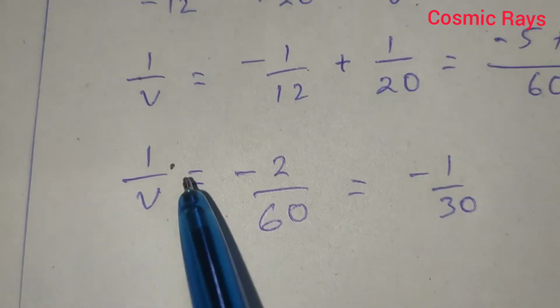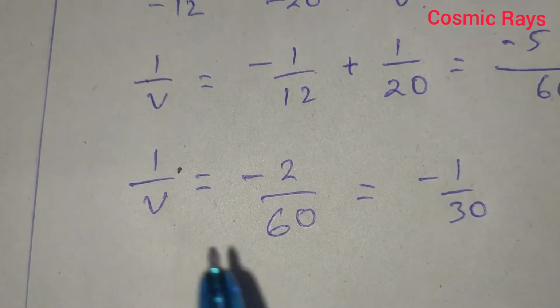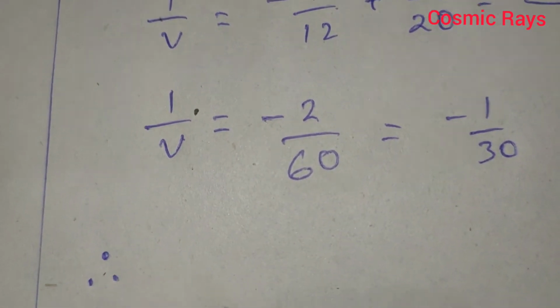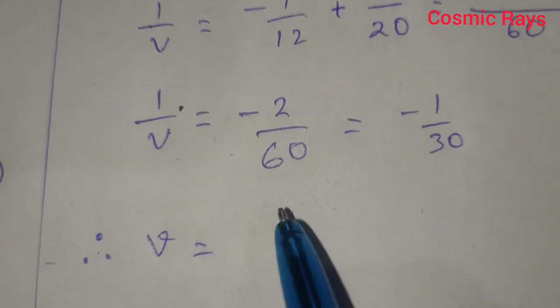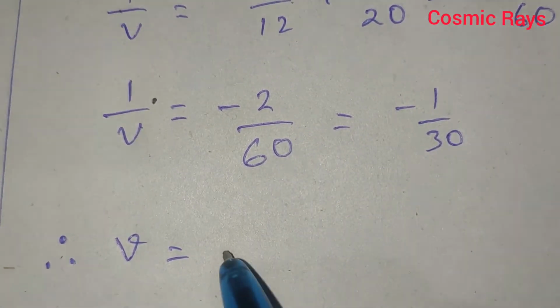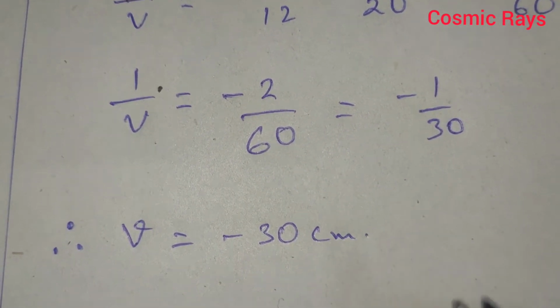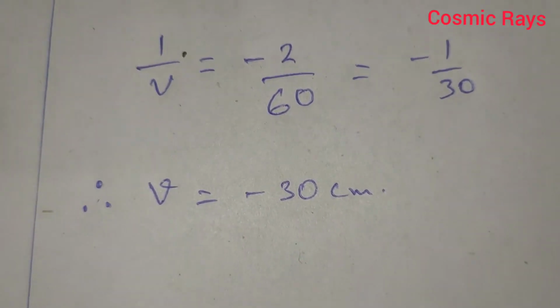Now this is the value of 1 by v. We need the value of v only, not 1 by v. So v will be just the reciprocal of this. So that is equal to minus 30 centimeter. But while writing the answer, we will not write this minus.